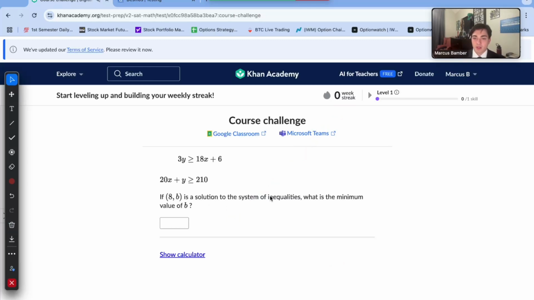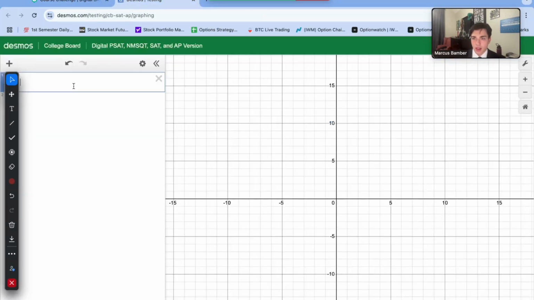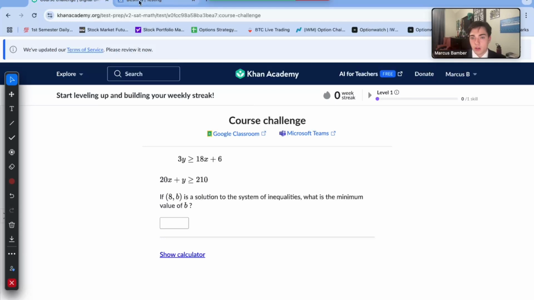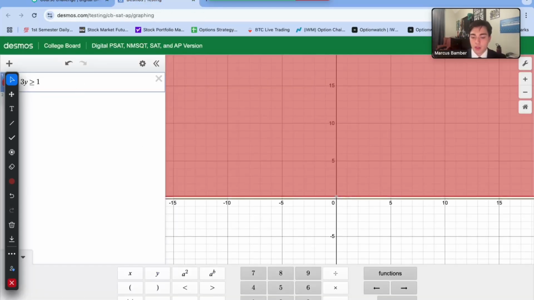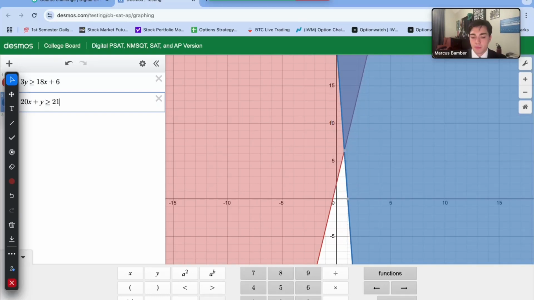If (a, b) is a solution to the system of inequalities, what is the minimum value of b? When in doubt, put it into Desmos. I'm pretty sure this allows inequalities. Let me double check. 3y is greater than or equal to 18x plus 6. It does. And then we have 20x plus y greater than or equal to 210.